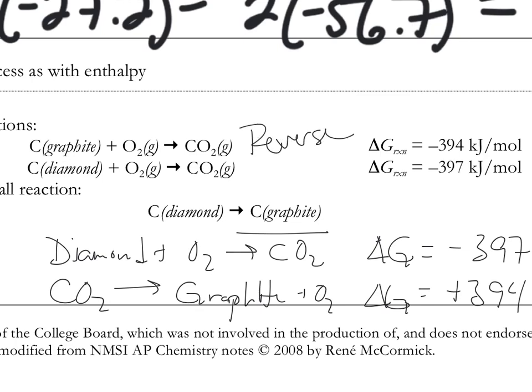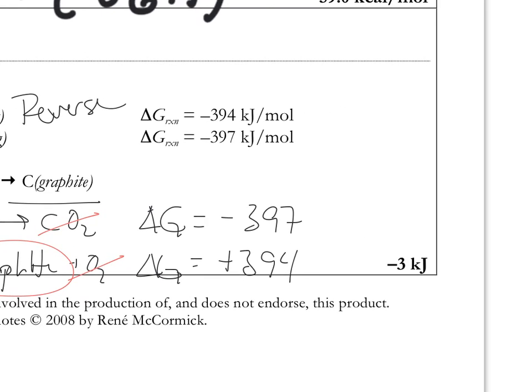Reverse. So then I'll double check that everything cancels. 1 CO2, 1 CO2, 1 oxygen, 1 oxygen. I'm left with diamond. I'm left with graphite. And when I combine these two things, the difference is just that 3 kilojoules per mole reaction. So the same thing, in this case, 2 very simple reactions, very little to do with them.